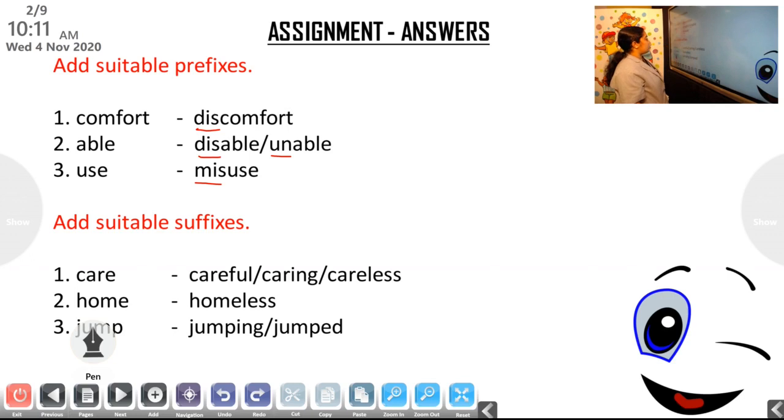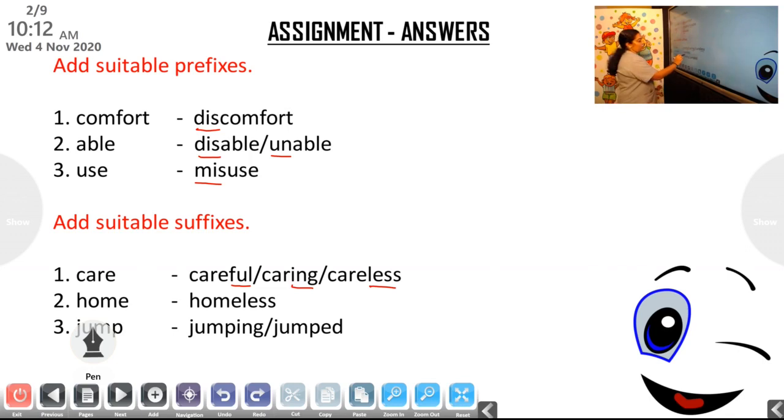Next one, add suitable suffixes. Suffixes, you add the letters after the word and form a new word. Care, so many suffixes are possible. That is why I have written 2 or 3 answers. Care, careful. F-U-L you can add. Caring, ing you can add. But when you add ing, make sure of the spelling. Cut that E and add ing. Caring, and LESS. You can add LESS. Careless. So careful, caring or careless, all 3 answers are possible.